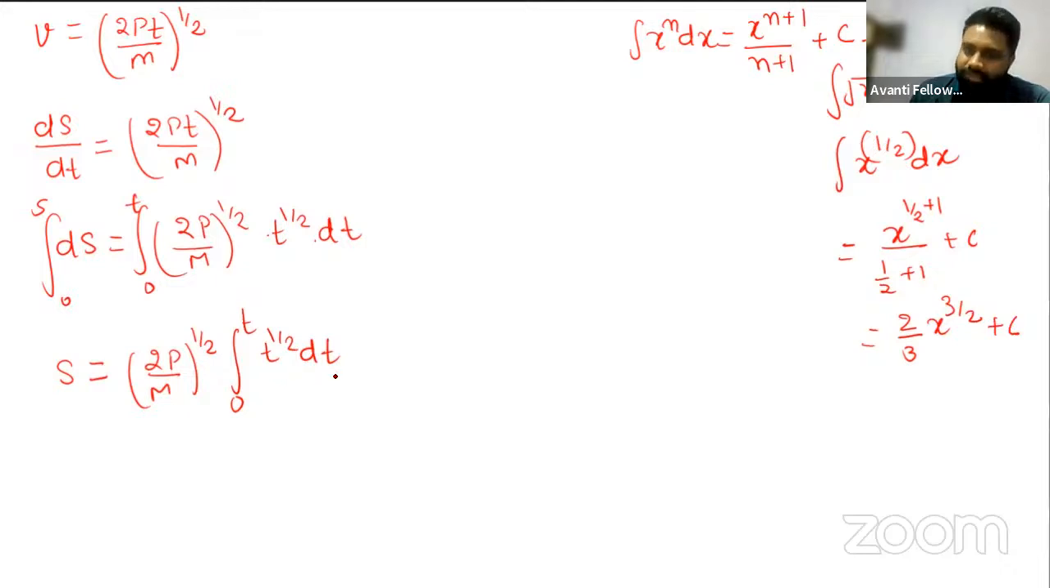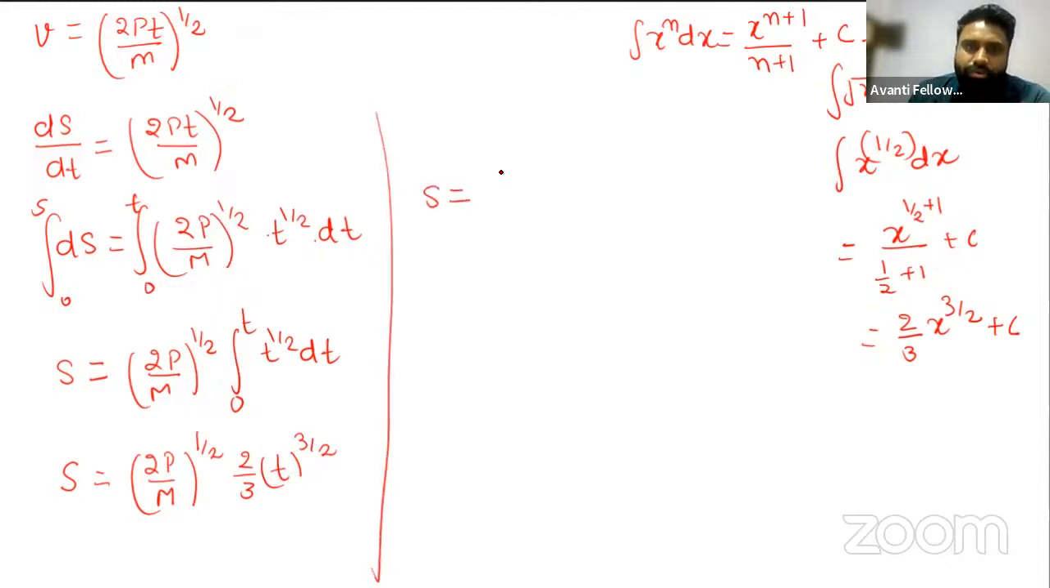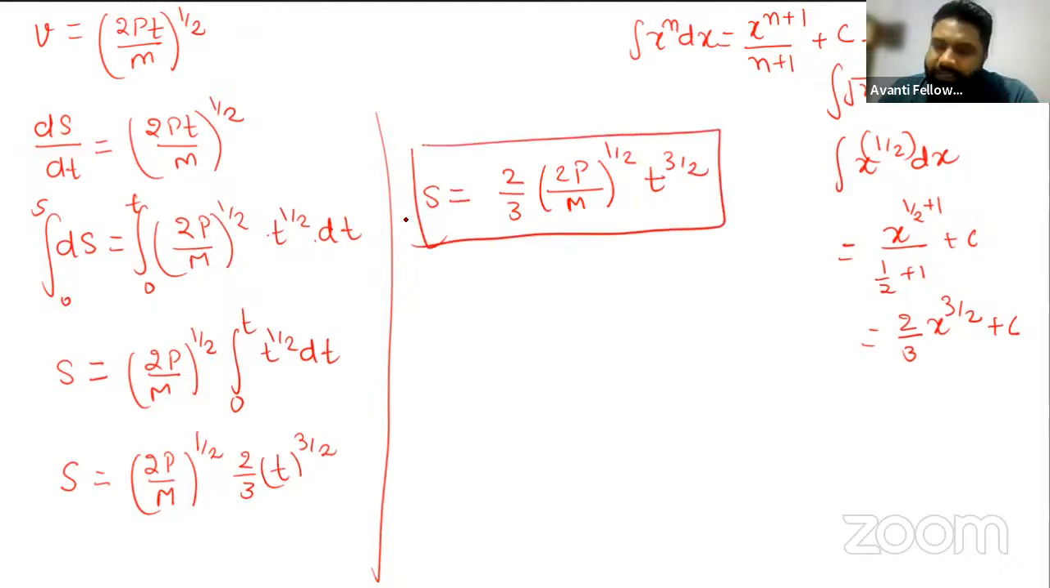We have here a variable, t. So s is equal to (2P/m) raised to the power 1/2, and t raised to the power 1/2 dt. We have the integration as 2/3 t raised to the power 3/2. Okay. So finally you can write this expression as s is equal to 2/3 (2P/m) raised to the power 1/2 into t raised to the power 3/2. This is the relation between displacement and power. Okay. So that is the one possibility that could be asked from this question. Okay? Now we move on to the next question.